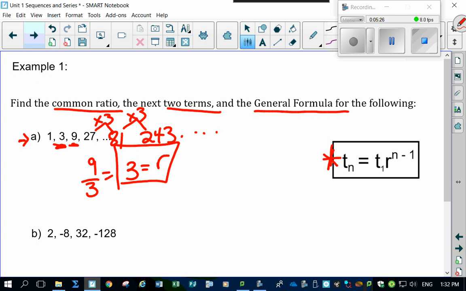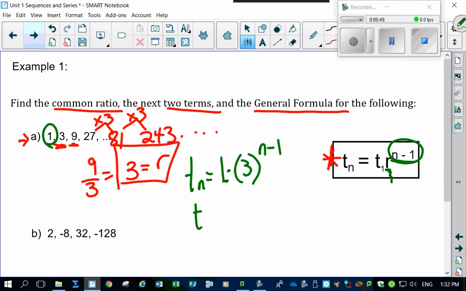But now it says, what's the general formula for this? Well, simple. All you have to do is say, okay, here's Tn. T1, well, T1 in this case is 1, times R, the ratio, of course, is 3 to the power of n minus 1. Awesome. Well, when we're multiplying by 1, that's not going to change anything. So our actual general formula is 3 to the power of n minus 1, which is kind of neat.